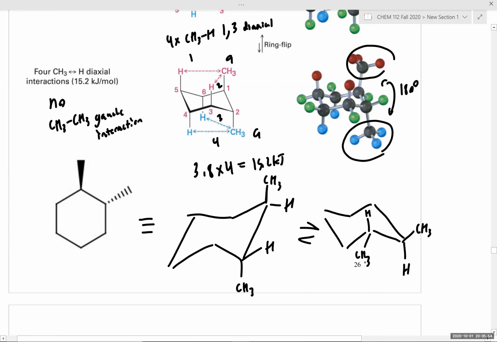Does this example make sense to everyone? Does this conformational analysis example make sense? Okay, so let's keep going now.